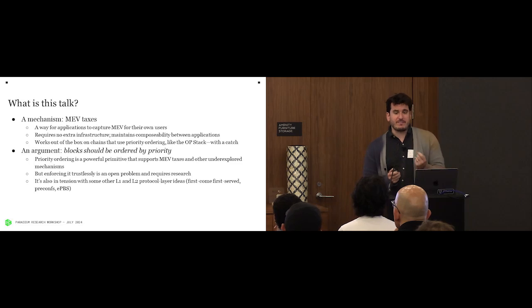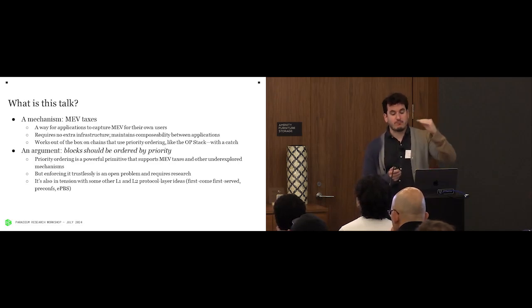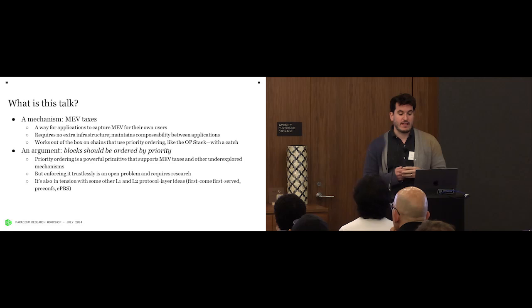So we're excited about MEV taxes as an idea, but I also want to make an argument, which is I think there's a philosophy of how we should be constructing blocks. It's necessary for enabling MEV taxes, but it's important for a lot of other things. And I think it goes to how we think about blockchains themselves. And that's that I think the way that we order transactions in a block should be by priority fee paid by those transactions. I think this enables MEV taxes, which I'll talk about.